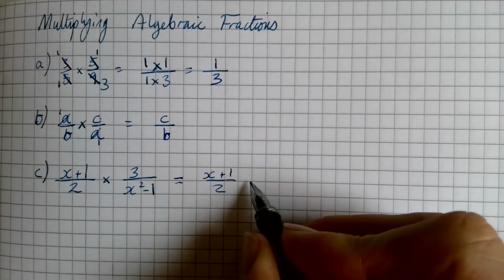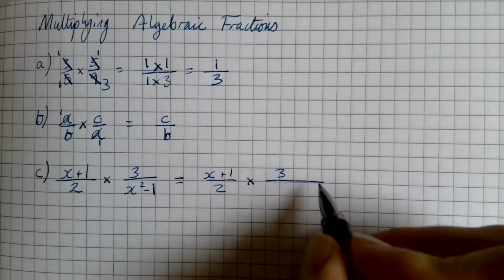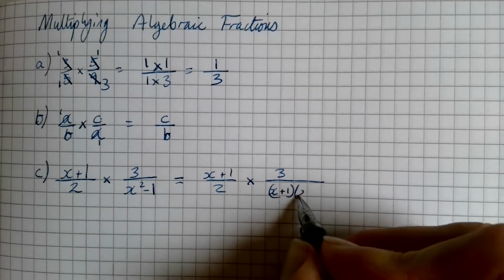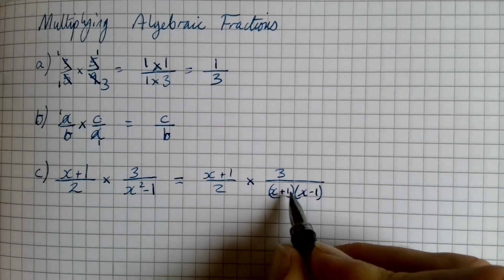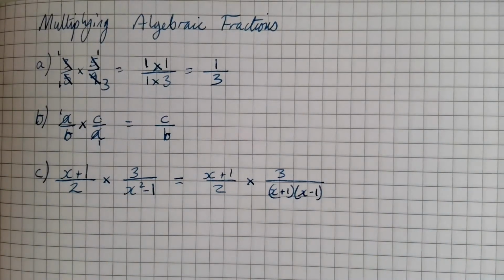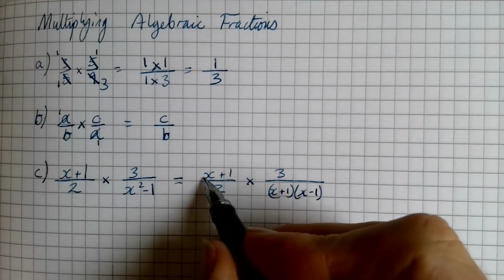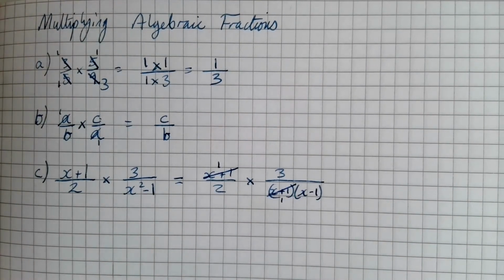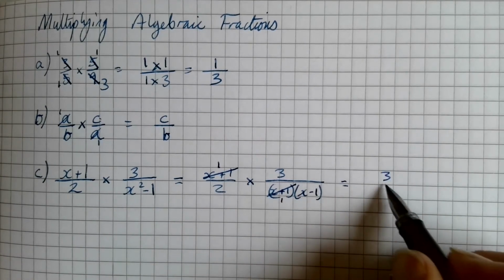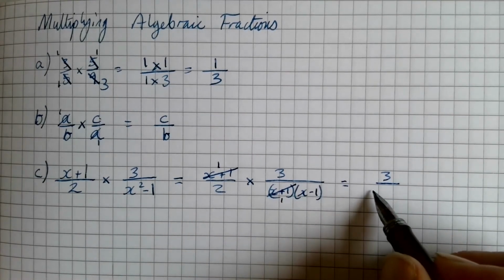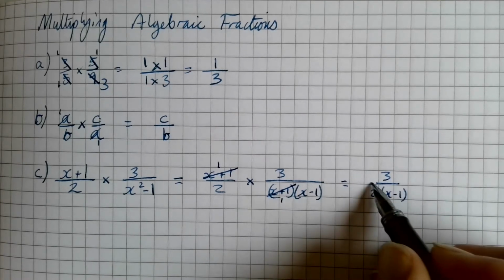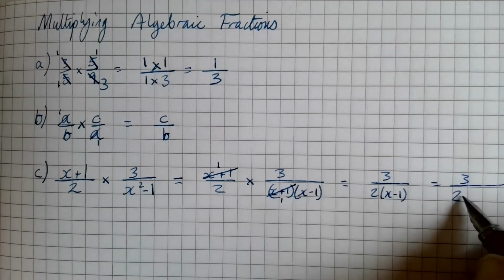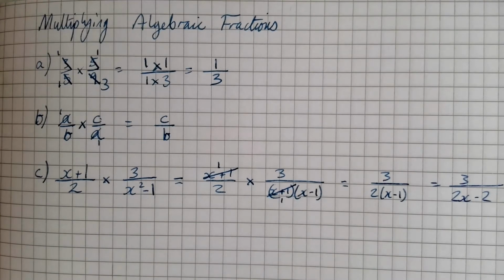So x plus 1 over 2 times 3 over, and x squared minus 1 factorised is x plus 1 times x take 1, because if you were to expand that you'd get your plus 1x and your minus 1x, meaning the x's cancel out. Now that we've done that, I can say I've got an x plus 1 there and an x plus 1 there. But then we've got 1 times 3 is 3, 2 times x minus 1 is 2 brackets x minus 1. And whether you want to leave it like that or expand the bracket doesn't matter, they're both correct.